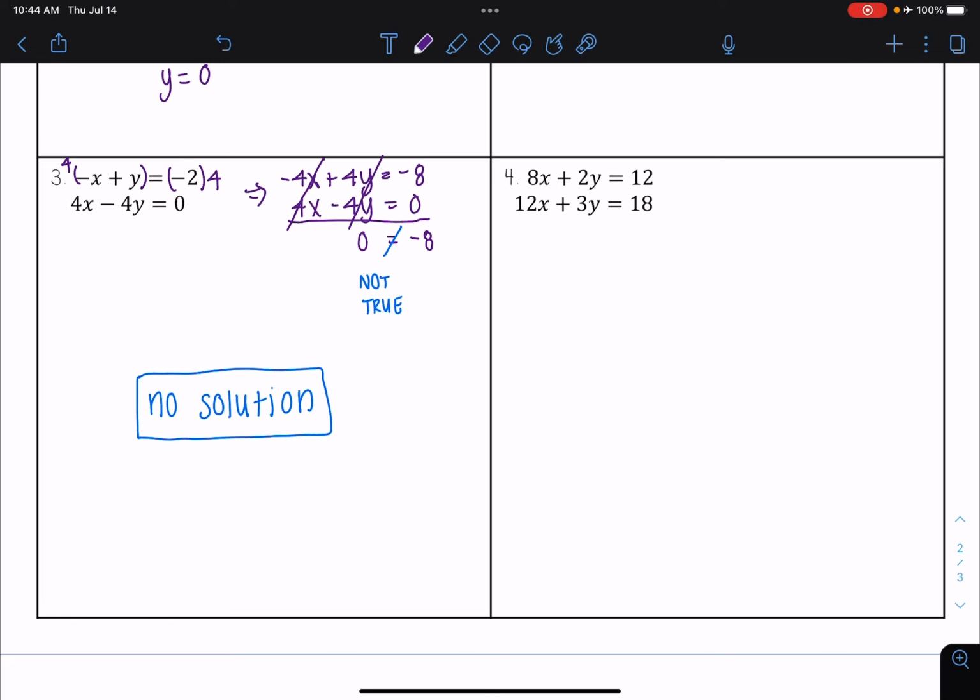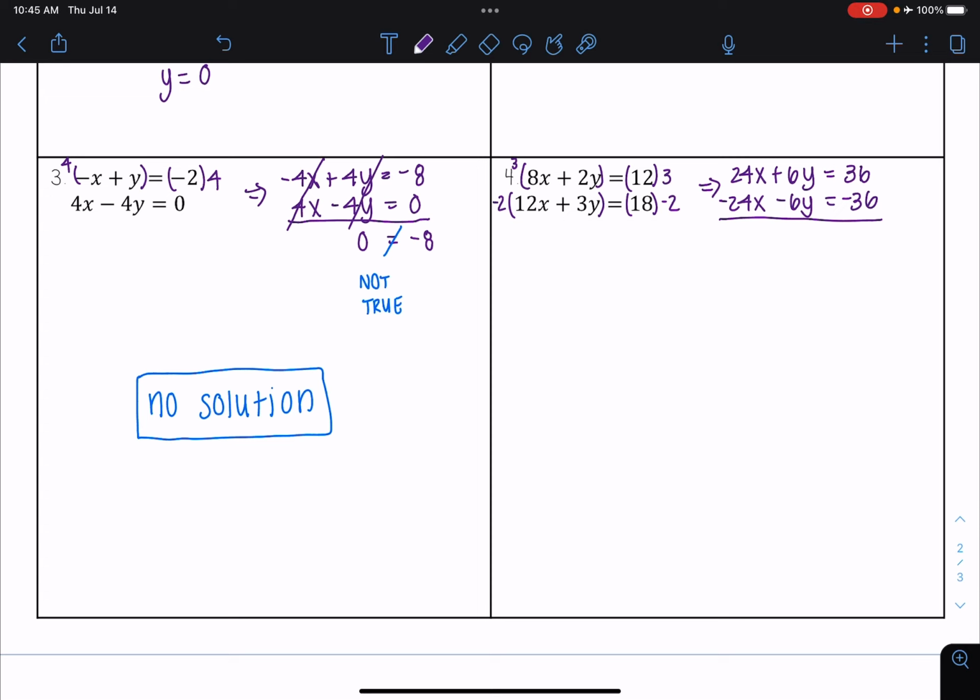And so that means I'm going to multiply this top equation by 3, which is just the coefficient of my bottom. And then I'm going to multiply this bottom equation by negative 2. So multiplying this top equation by 3, I get 24x plus 6y is equal to 36. Multiplying this bottom equation, I get negative 24x minus 6y is equal to negative 36.